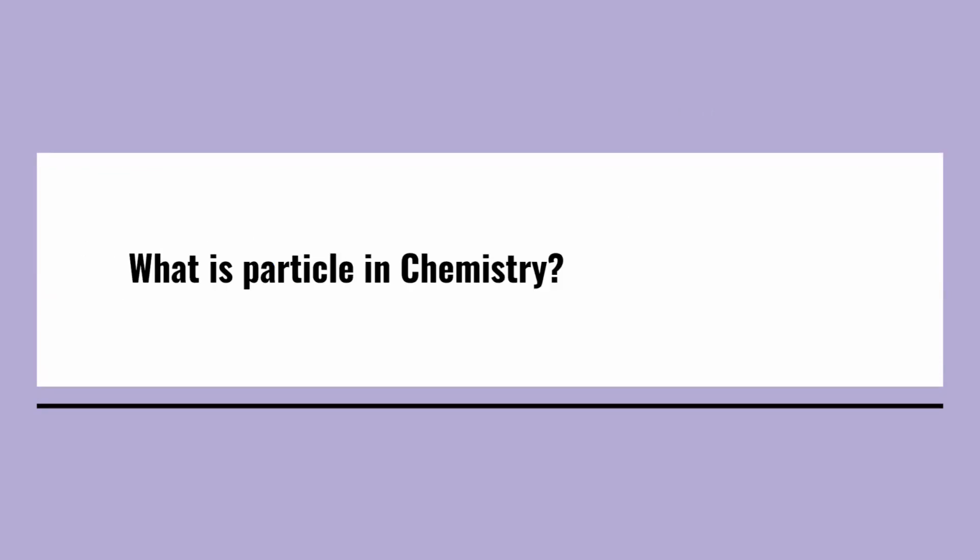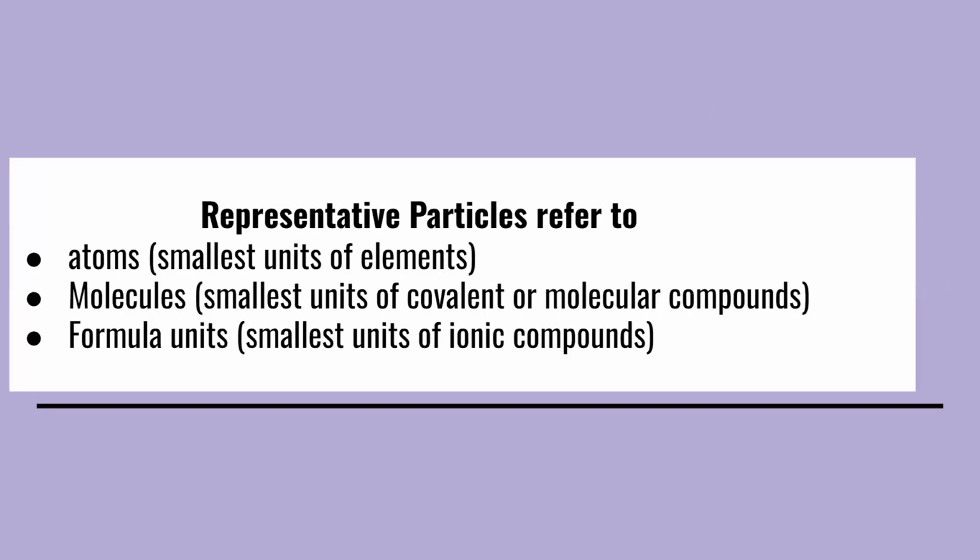Then what is a particle in chemistry? Representative particles refer to atoms, molecules, and formula units. When we use atoms, we are talking about the smallest unit of an element. When we use molecule, we are talking about the smallest unit of a covalent or molecular compound. When we use formula units, it is the smallest unit of ionic compounds. Each of these refers to particles.